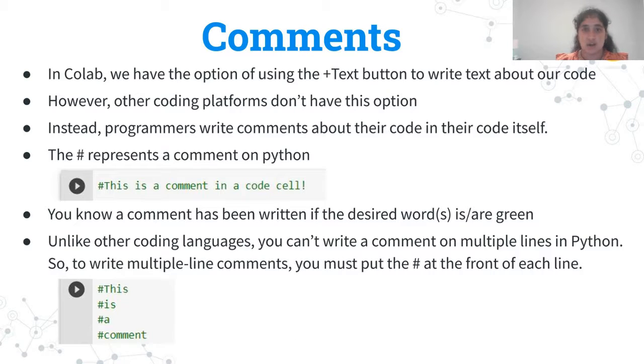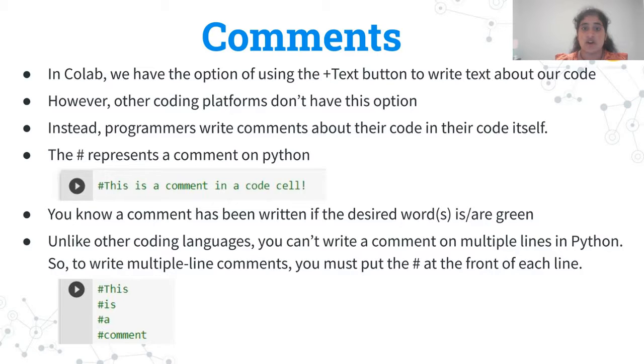Now we're going to be covering comments. Comments are used to write feedback or information about code. In Google Colab, we have the option of using the plus text button to write text about our code. However, other coding platforms don't always have this option. So instead, programmers write comments about their code in the code itself.